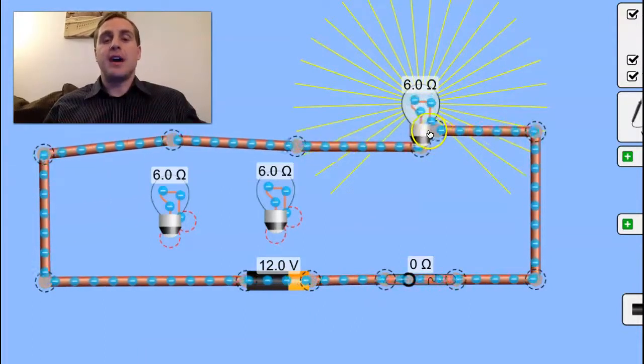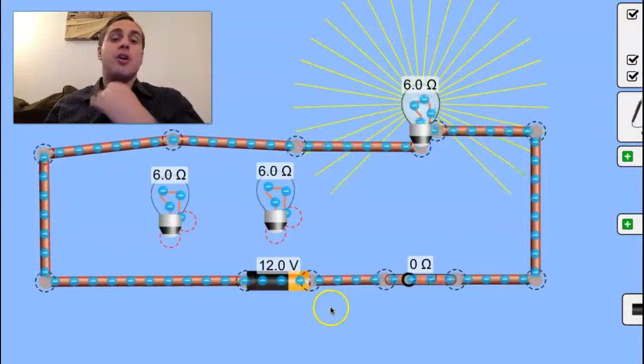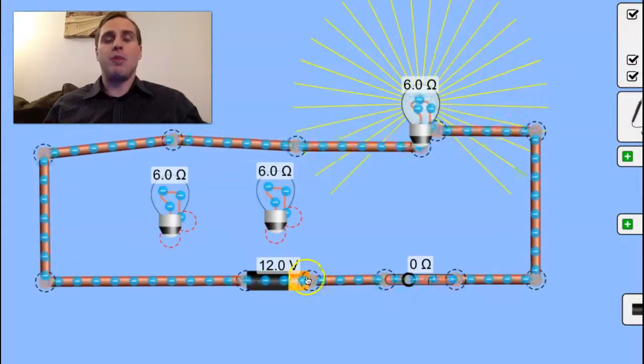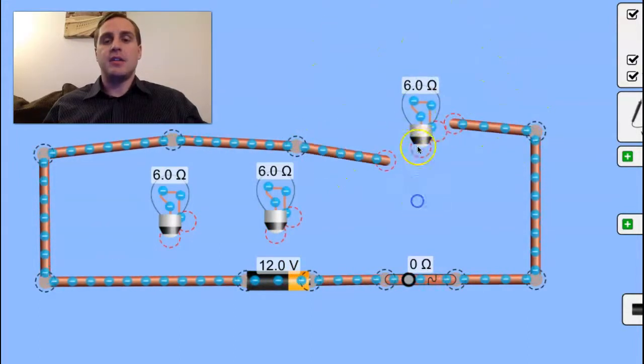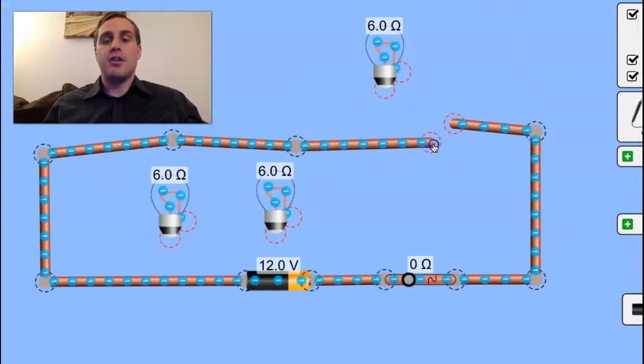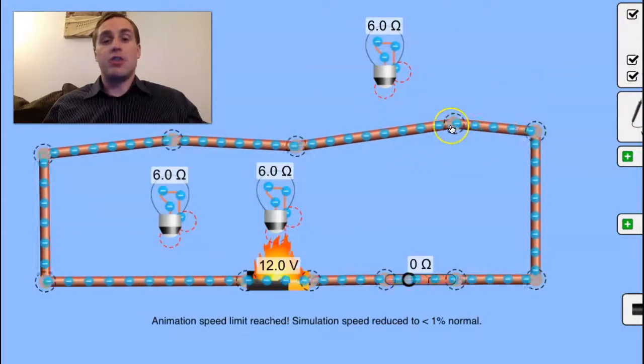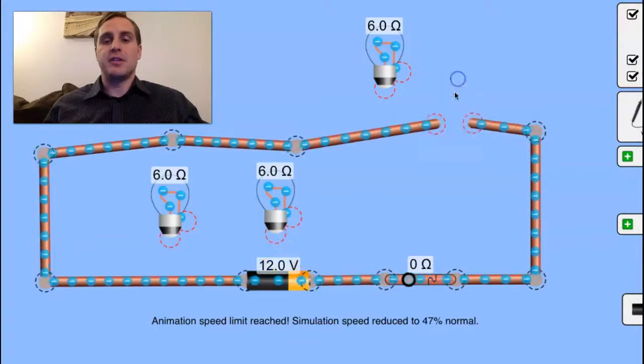If in fact I was to remove this resistor, the current would be nearly infinite. That's because there would be no resistance, and this current would be extremely large. The battery would get way too hot. We would probably cause a fire. In fact, I think we can see that simulated. By the way, do not try this at home, but notice that the electric current is extremely large and just outside of physical values. So let's go ahead and stop that.